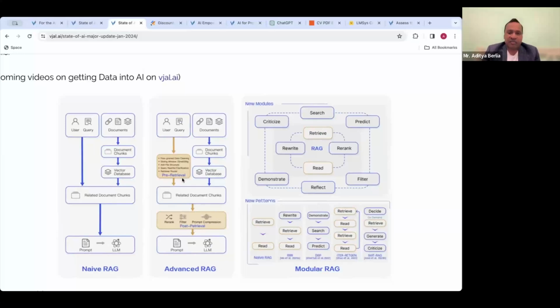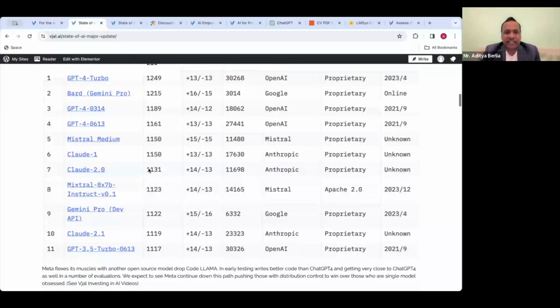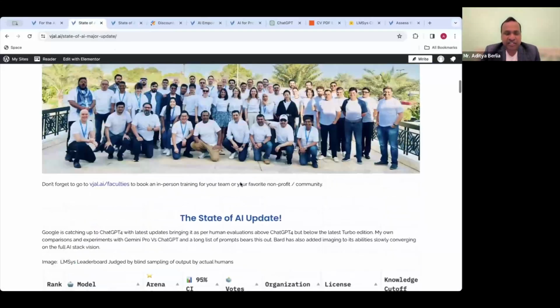Here's all the stuff people are trying to do to improve RAG using vectors when you could just use enterprise search. This gets you out of this. You don't need the vector RAG. Oh, nice picture from Dubai Train the Trainers.